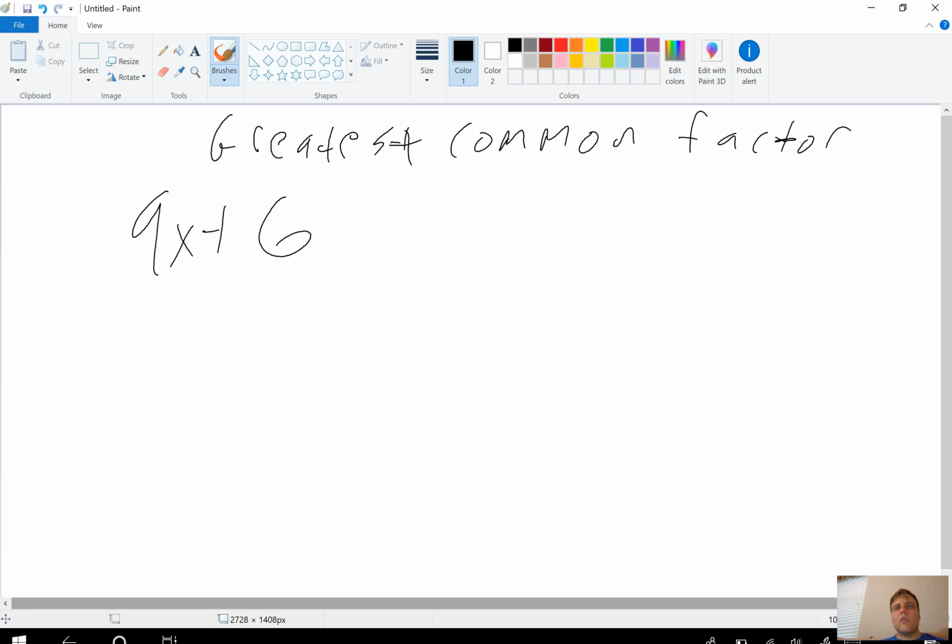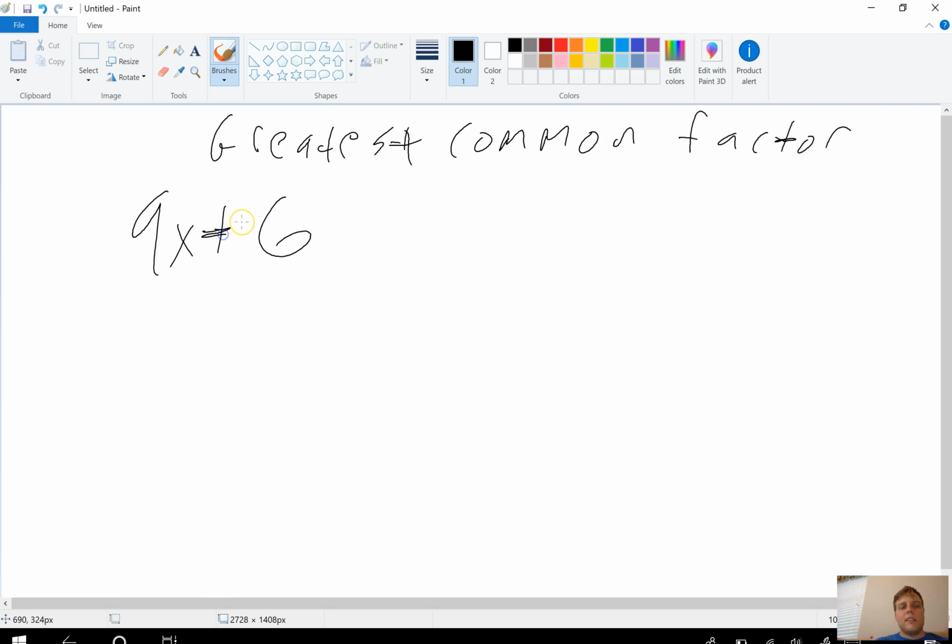Hey guys, so we're going to talk about solving quadratic equations by the greatest common factor, alright? So first, let's briefly cover what the greatest common factor is. Greatest common factor is just the things that all the terms share. So for example, let's look here.